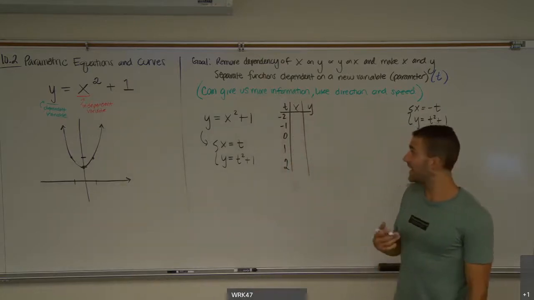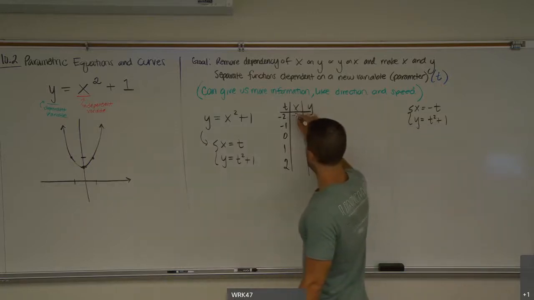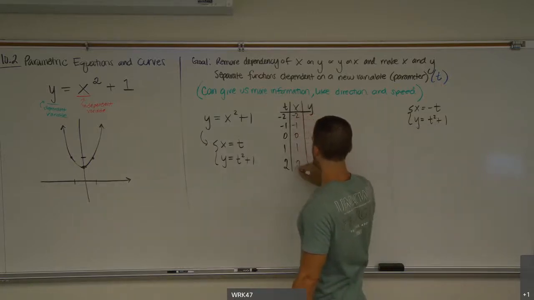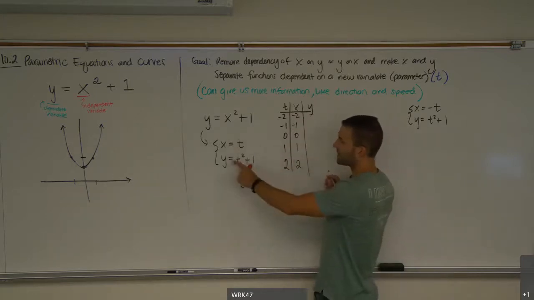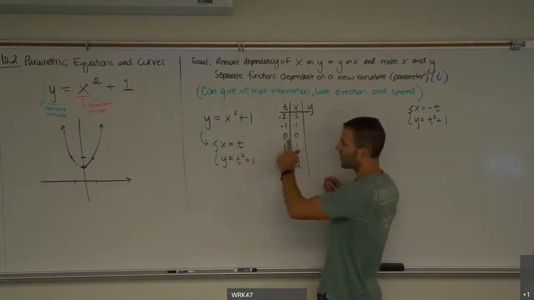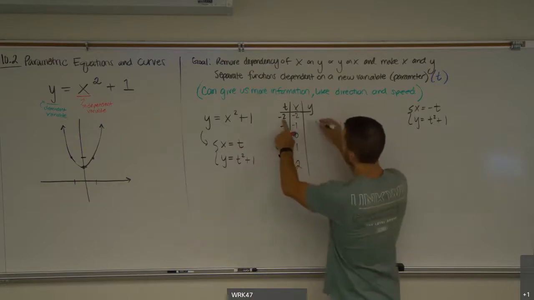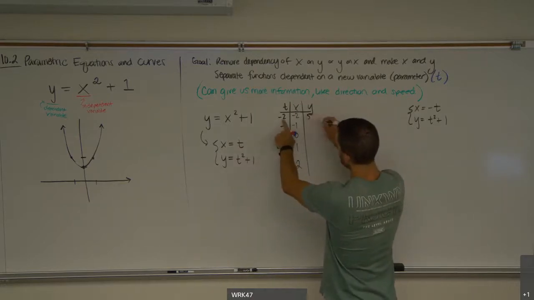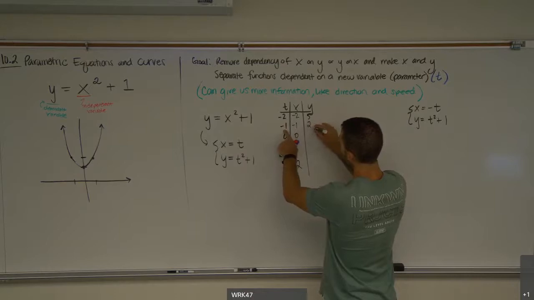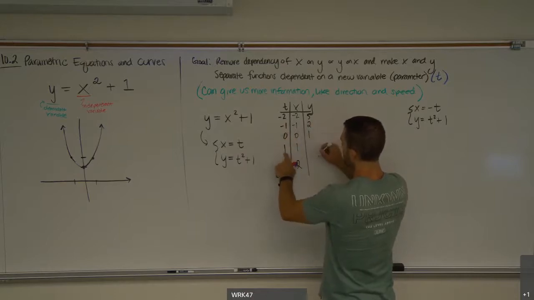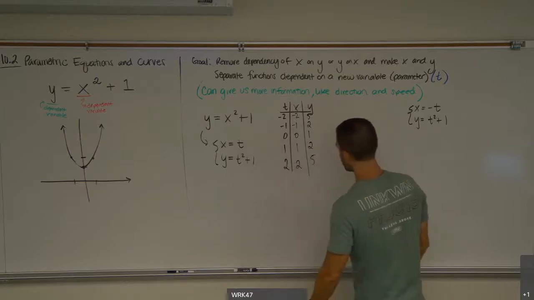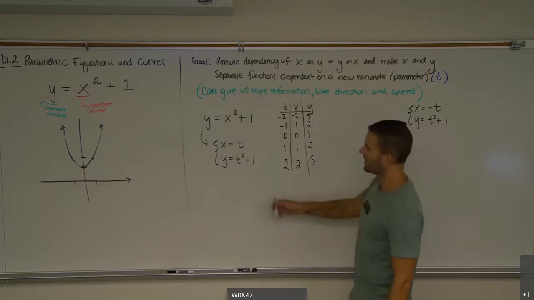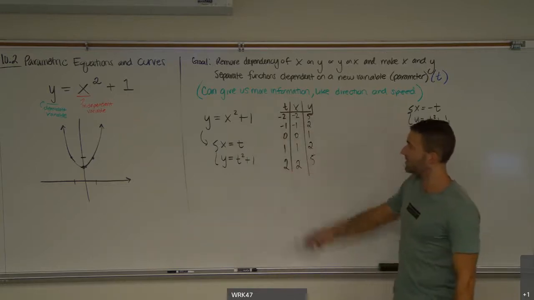And in order to get x, well, x is just t itself, so that's not very exciting. Y, again, does not depend on x, it depends on t, so y is then t squared plus 1. So 4 plus 1 is 5, 1 plus 1 is 2, 0 plus 1 is 1, 1 plus 1 is 2, and 2 squared plus 1 is 5. And so the y coordinates are found independently of x. They're just dependent on t.